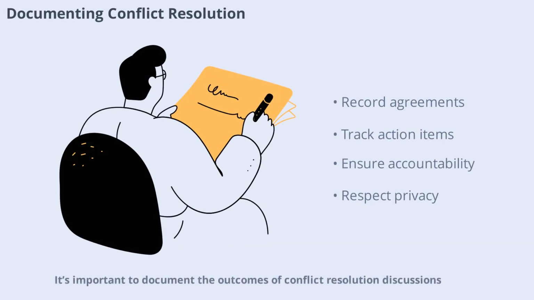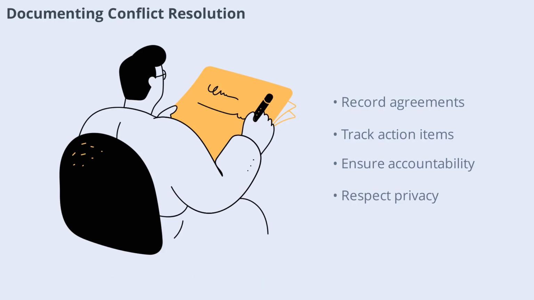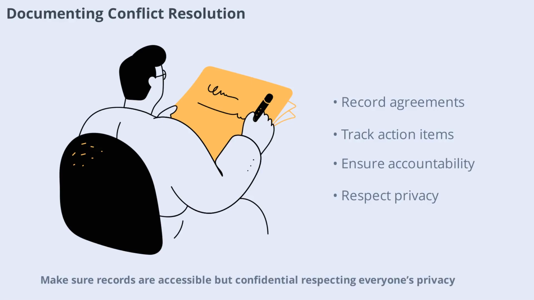It's important to document the outcomes of conflict resolution discussions. Record agreements, action items, and responsibilities. This ensures accountability and provides a reference if issues resurface. Documentation also helps track patterns of conflict, which can inform future prevention strategies. Make sure records are accessible but confidential, respecting everyone's privacy.